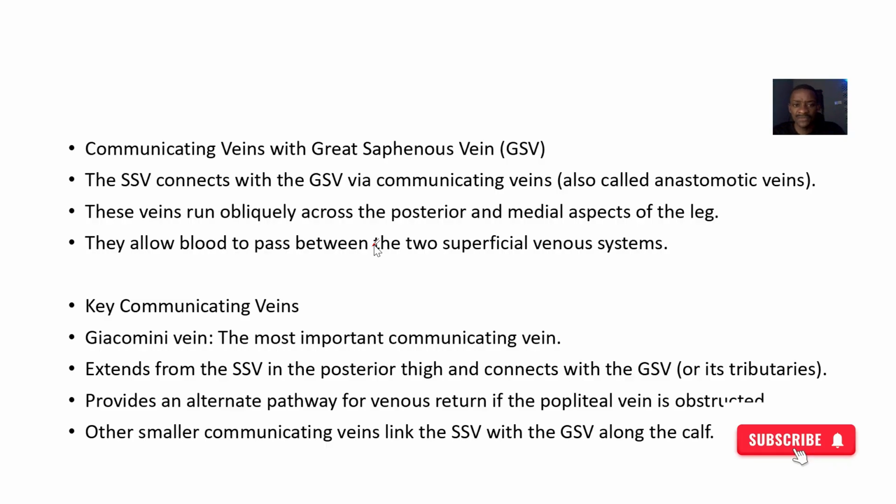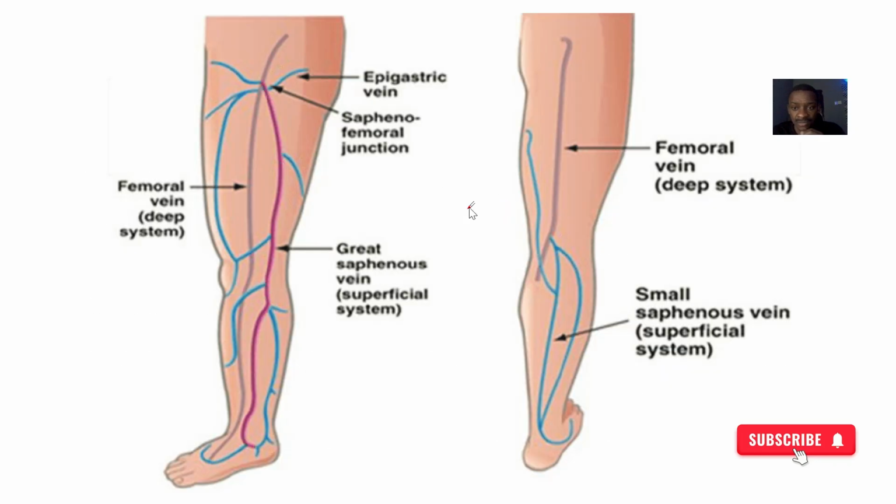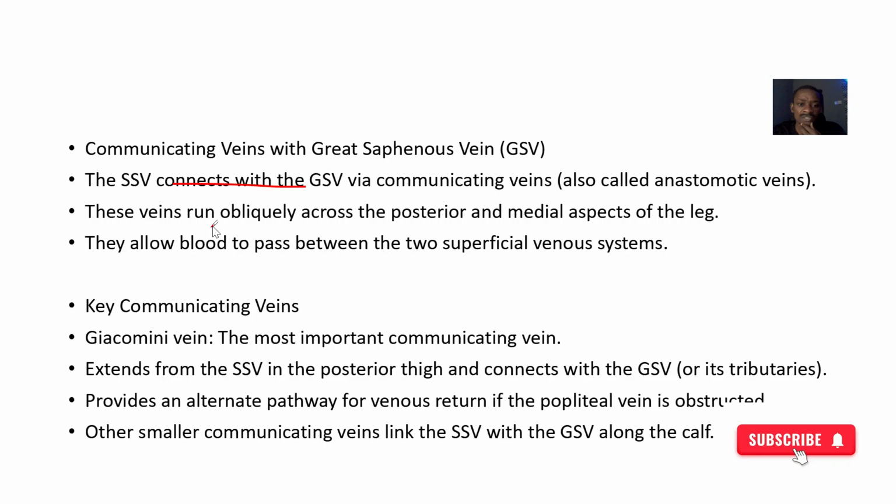So communicating veins with the great saphenous vein: they connect with the great saphenous vein via the communicating veins, also called the anastomotic veins. These veins run obliquely across the posterior and the medial aspects of the leg. So what's the importance? They allow blood to pass between the two superficial venous systems.